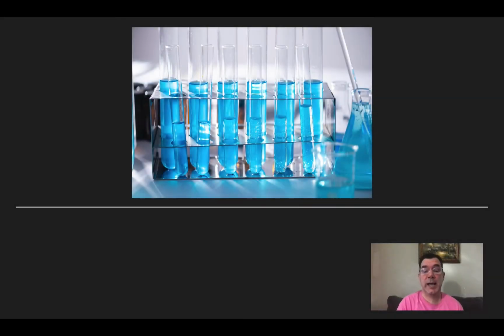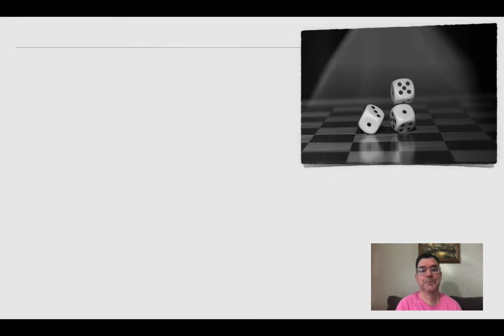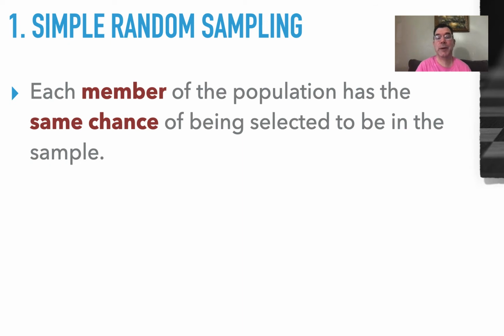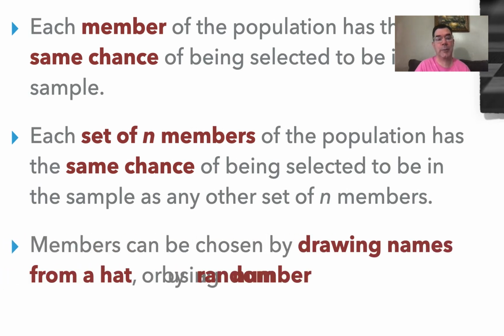Hello again. Today we are going to be talking about different methods of sampling people, creating a sample of the population to take a survey. So the first way to do it is simple random sampling, and that's basically where every member of the population has the same chance of being selected to be in the sample to take your survey. So it also means that every set of N members of the population has the same chance as any other set of N members of your population.